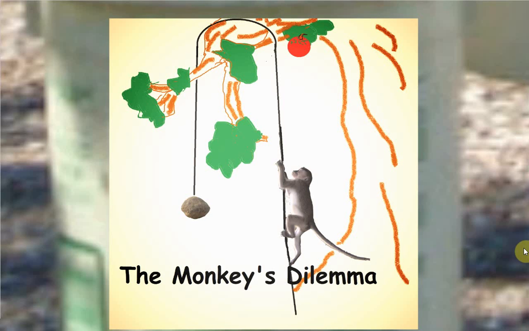A monkey is climbing a rope, and on the other side of the rope is a stone, and the stone is suspended from a tree branch. Now, it could be a pulley. It doesn't have to be a tree branch. If the stone and the monkey are the same mass, as the monkey climbs up the rope to try to get that fruit, what is going to happen? That's the question.